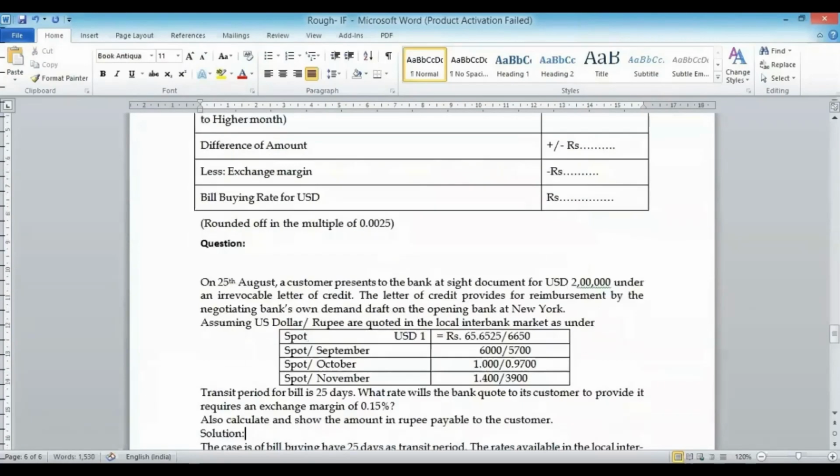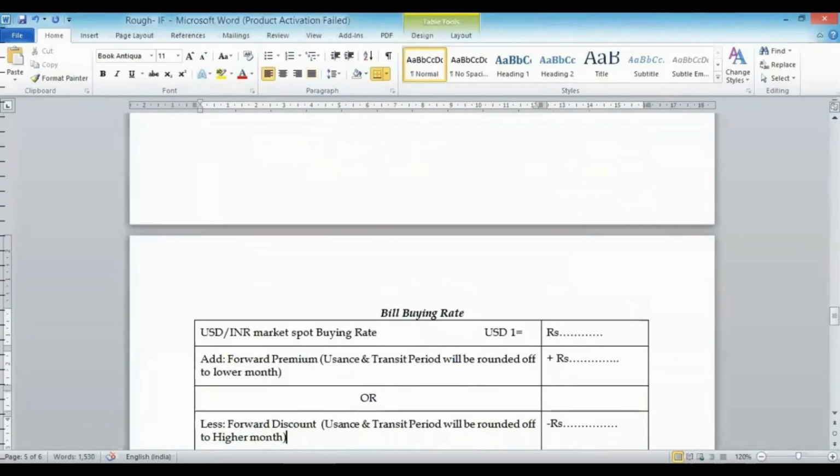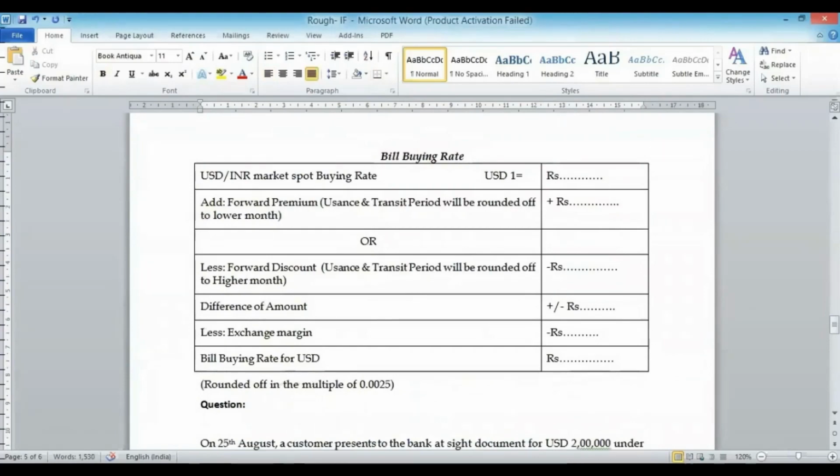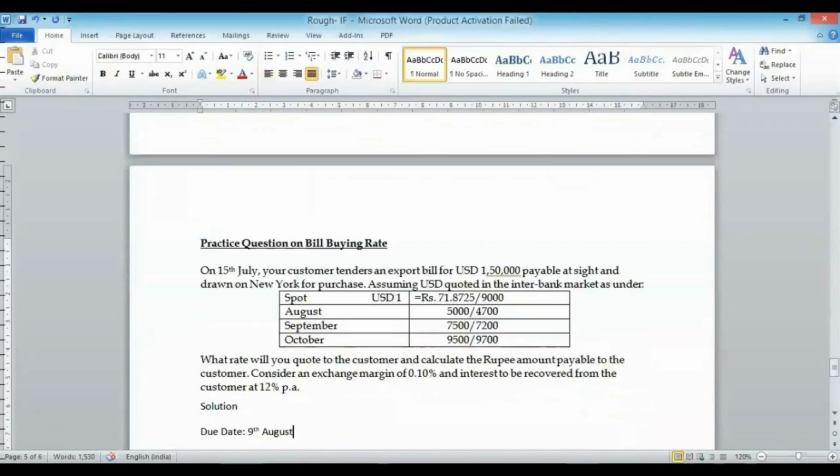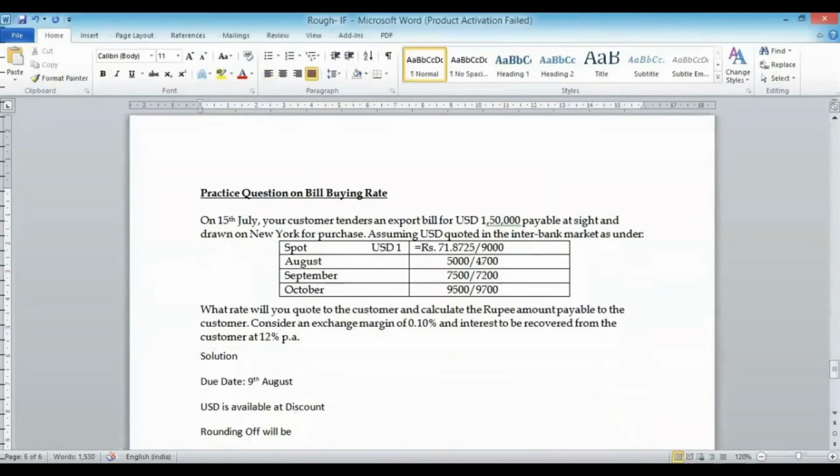See the format. What says? If it has discount, usage and transit period is supposed to round it off to higher month, and higher month we can say will be for the month of August. That means we have to take the rate for the month of August.